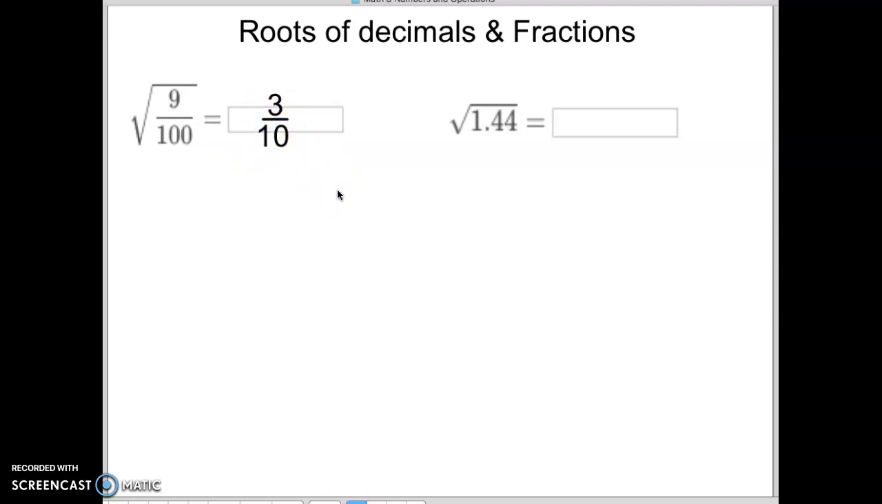Leave it as a fraction, and you're all fine. That's all there is to it. Okay, square root of 9 is 3, square root of 100 is 10. That's your fraction. Now, what about this one when it's a decimal?